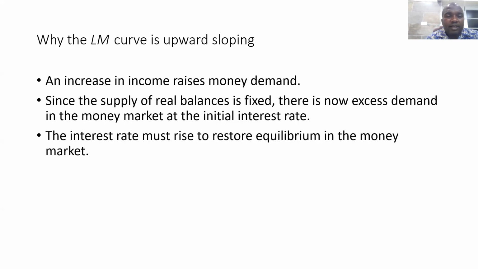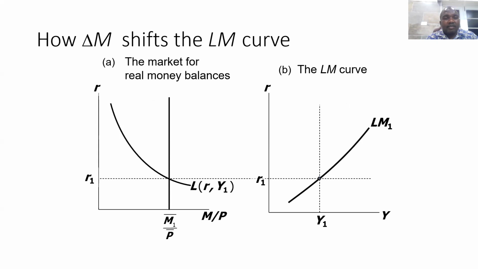Since the supply of real balances is fixed, there is now excess demand in the money market at the initial interest rate, which will push interest rates upwards in a bid to restore equilibrium in the money market. So how does money supply shift the LM curve?